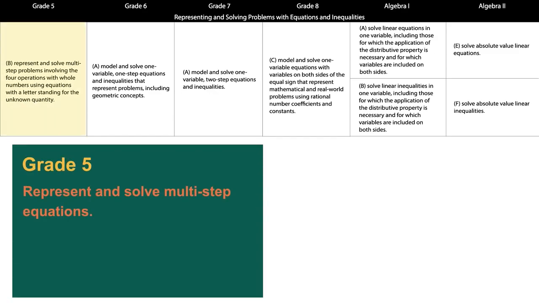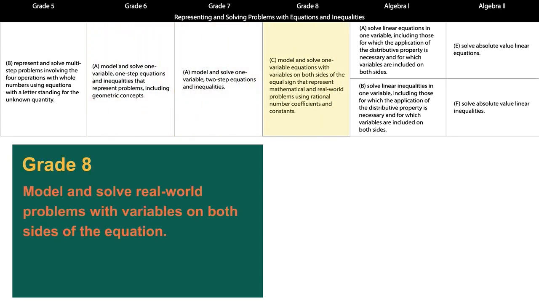Students built on the equations they began solving in 5th grade by learning to solve 1-step inequalities in 6th grade and 2-step inequalities in 7th grade. They modeled real-world contexts and solved more difficult inequalities with variables on both sides using rational numbers.